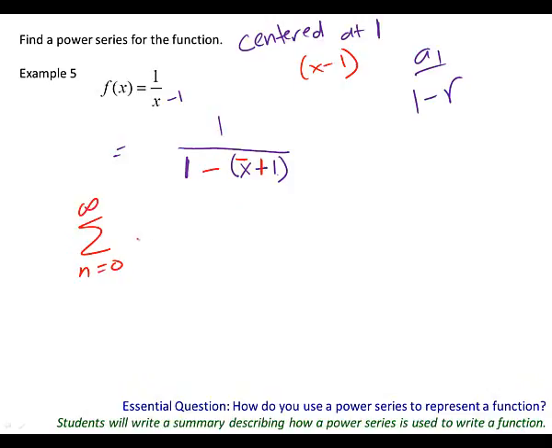Okay? All right, now let's write our power series. N equals 0 to infinity. What's your a sub 1? 1, good. The ratio is that whole funky binomial there, right? So negative x plus 1 to the what power? To the n power. Okay.